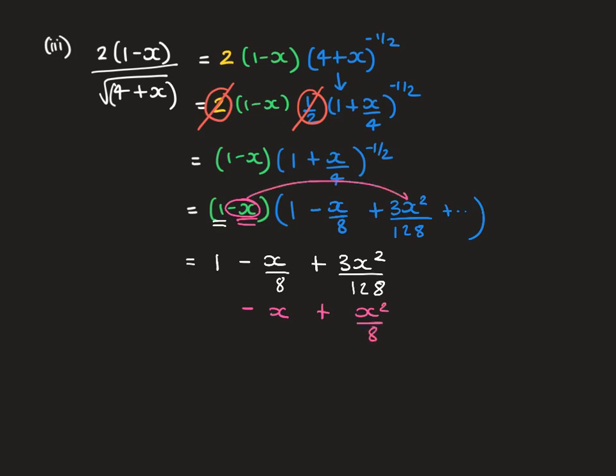And yes, in theory, we do have to multiply these as well, but we don't need to go up further than the term in x squared because the question only wanted the first 3 terms. So I will stop there. Now let's add these together. So we end up with 1 minus 9/8 x plus 19 over 128 x squared.